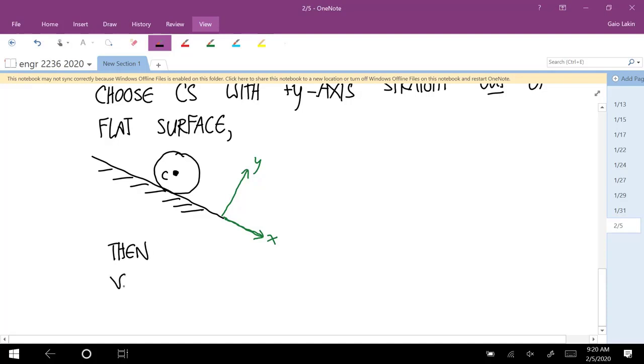Then the velocity of the center is negative omega r, 0, 0. And the acceleration of the center is negative alpha r, 0, 0.